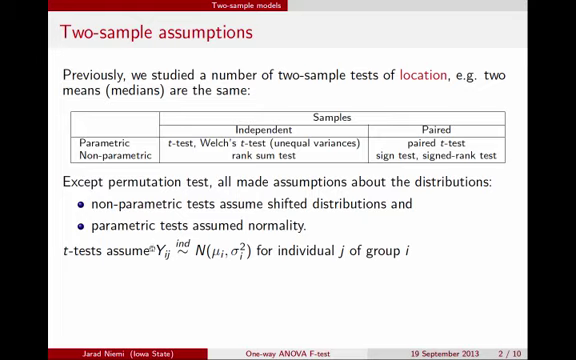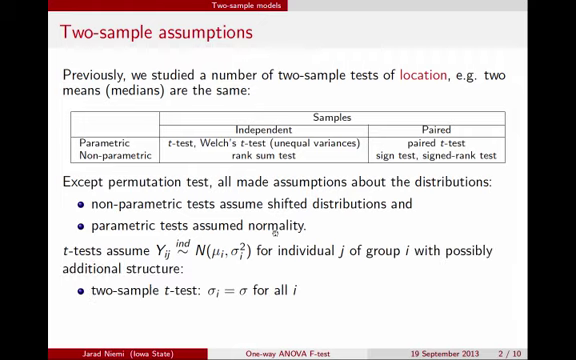So we have observations in group I, and this is observation J. They are independent and normally distributed, whose mean and variance both depend on which group they're coming from. And we might make additional assumptions, for example, in the two-sample t-test, where we assume that the variance or the standard deviation is the same amongst all the groups.